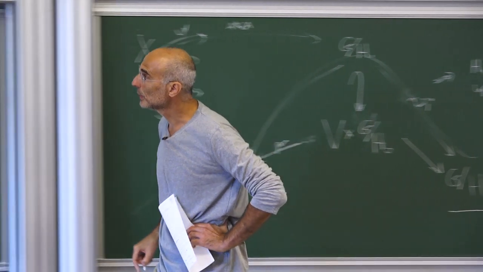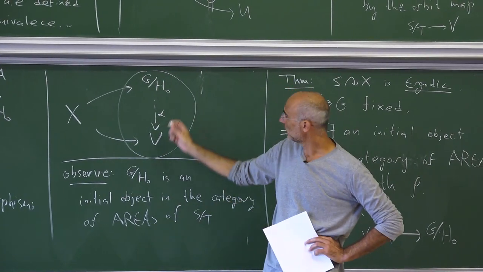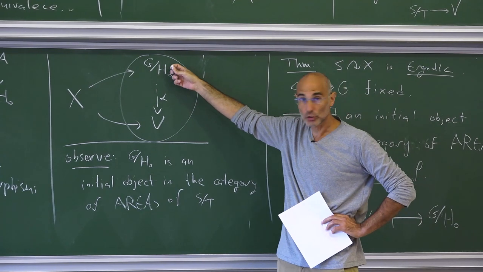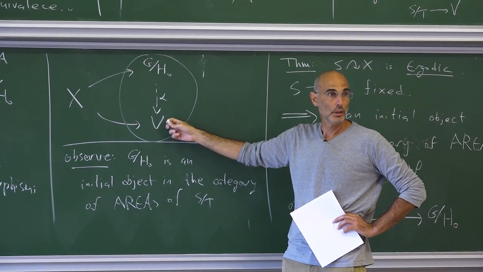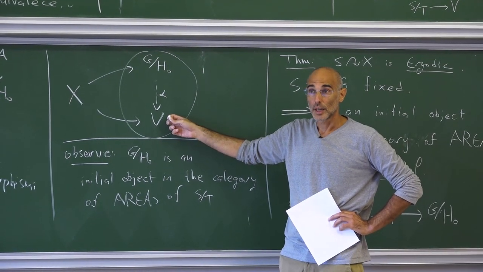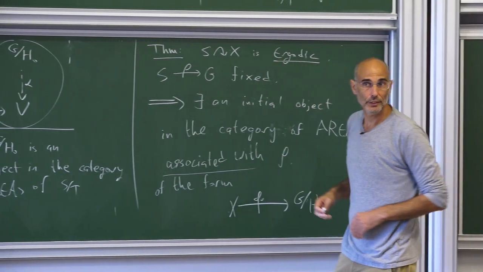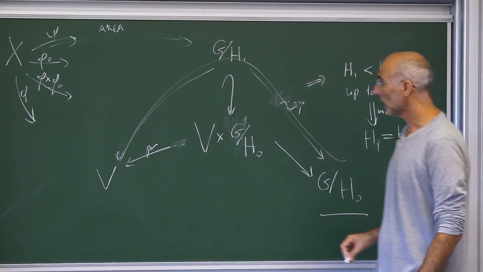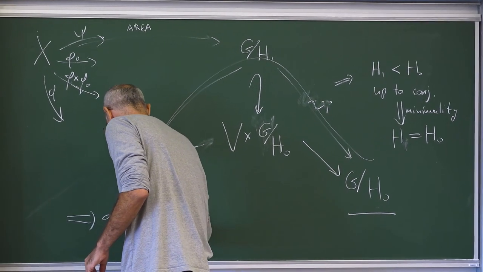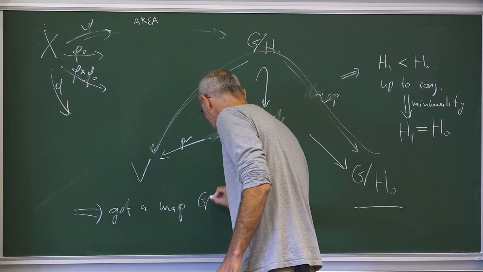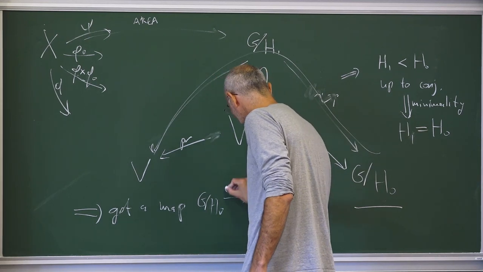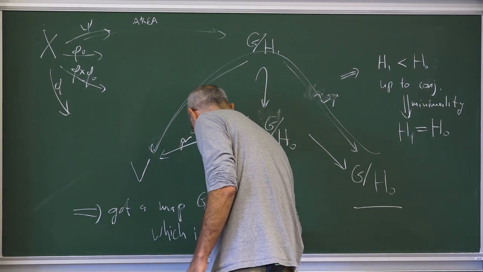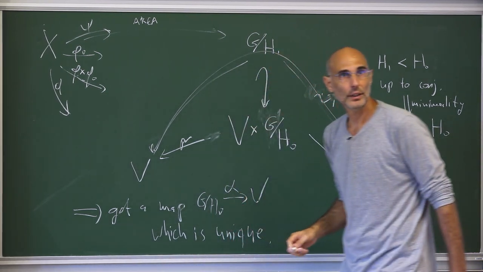So I explained why I have such, I mean, remember, this was in another discussion, but this diagram represents what an initial object is. I just showed that from G mod H0, I always have a map to V for an arbitrary V. And in fact, this map is unique. I leave this as an easy exercise, but everything here is G maps, and transitivity tells you. So we got a map from G mod H0 to V, which I should call alpha, which is unique. And this is the end of the proof.